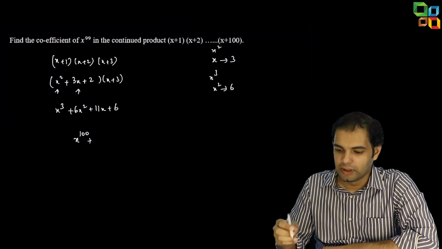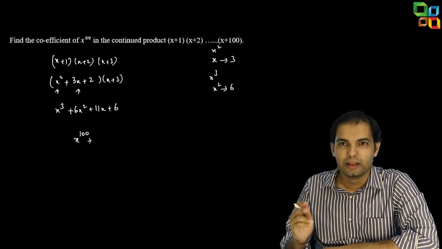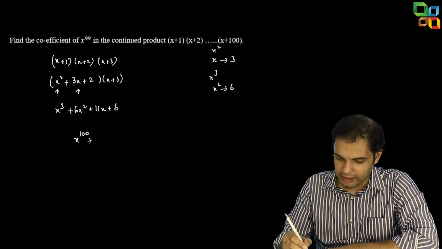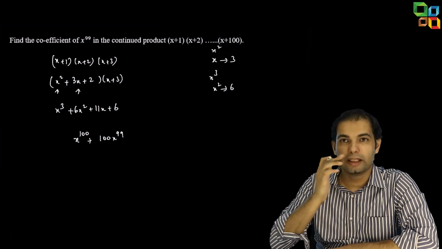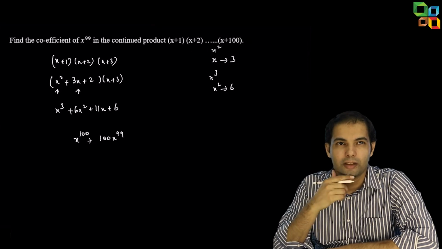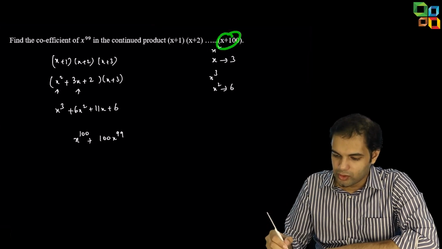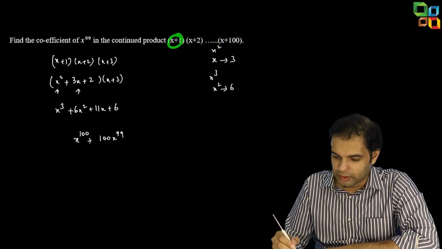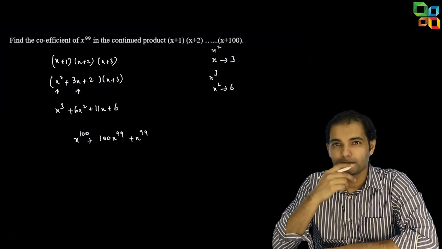What are the other terms? Instead of multiplying all x, I'll multiply 99 x's, and the last time I'll choose this number, right? First, there are 99 x's, correct? But instead of that, the last number I chose, so it's x power 99. So one of the terms is 100 x power 99. Is it clear? But instead of choosing this number, I can choose any number, right? I can choose this number and the rest all x. So one of the terms is x power 99 also.